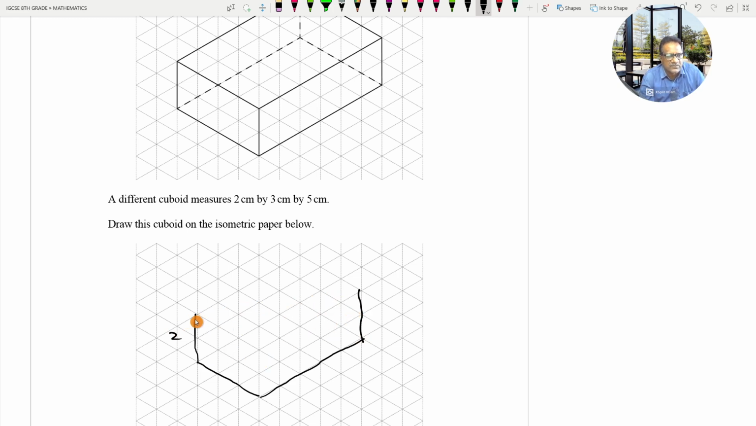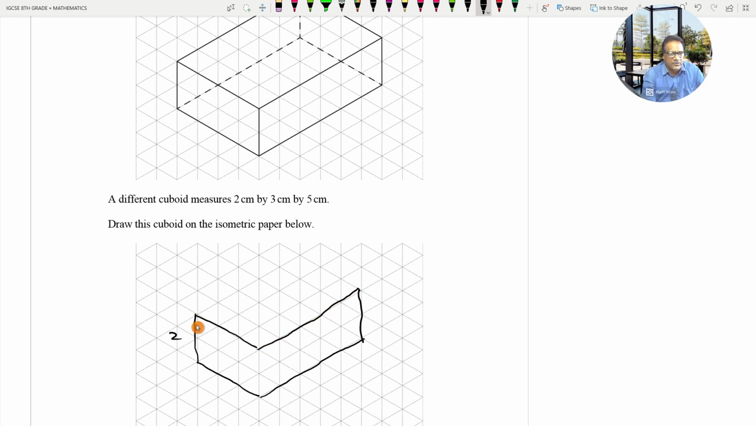Okay, this is 2 blocks. Now from here, I'll again go 3 blocks. Okay, so 1, 2 and 3. From here, I'll go 5 blocks. So 1, 2, 3, 4, and 5 blocks, right?